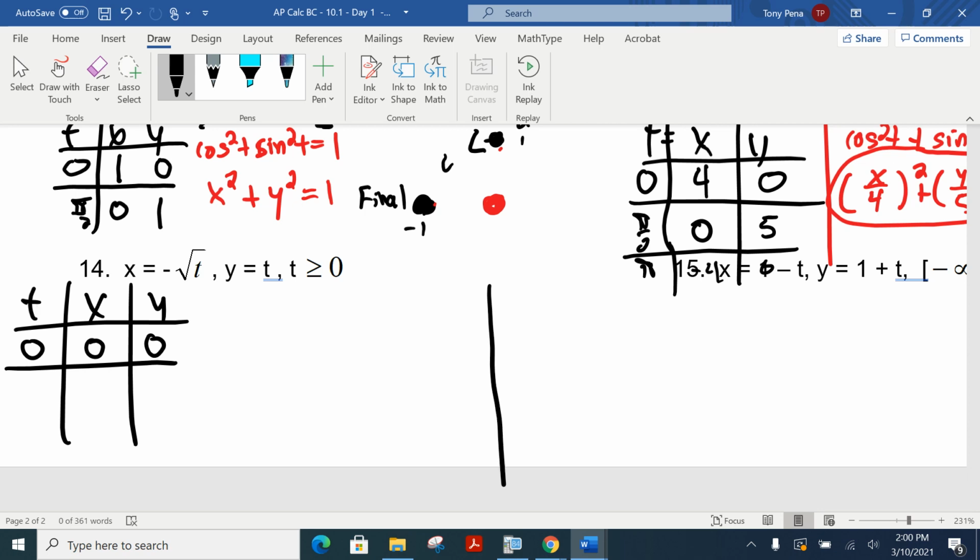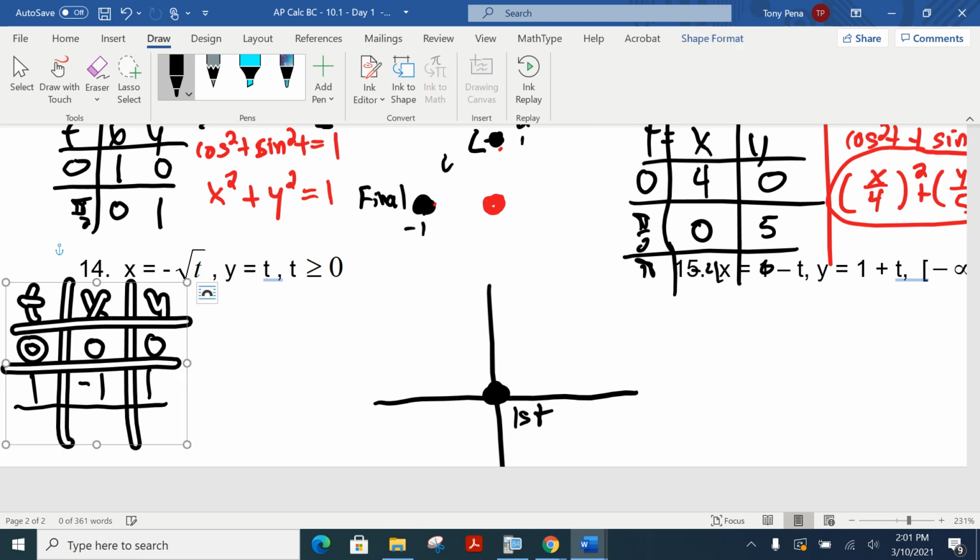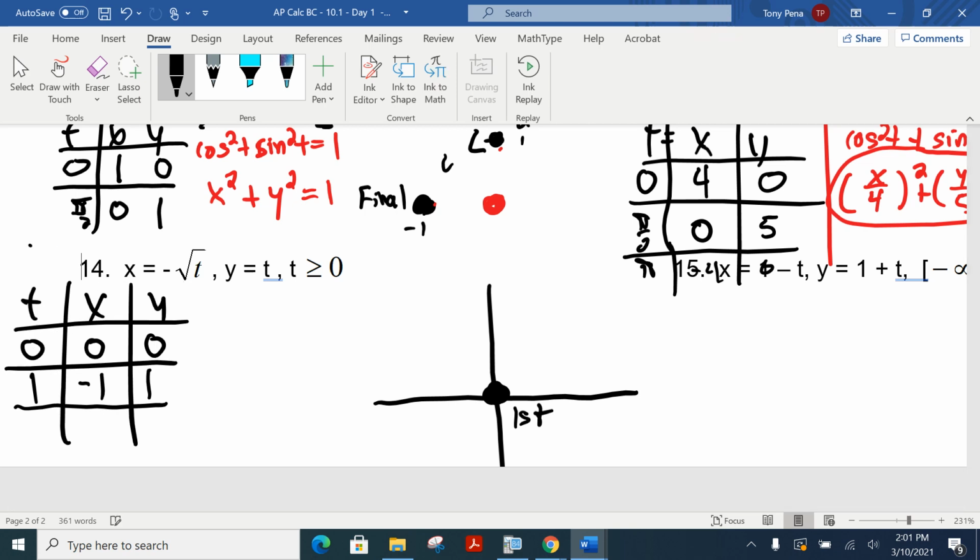So when we go to graph this, the initial point is 0, 0. So this is our first point. If I go to the time of 1, I'm going to get a negative root 1. So that's a negative 1 for x. If I plug it into y equals t, then y would just equal 1 as well. So my next point would be negative 1, 1.